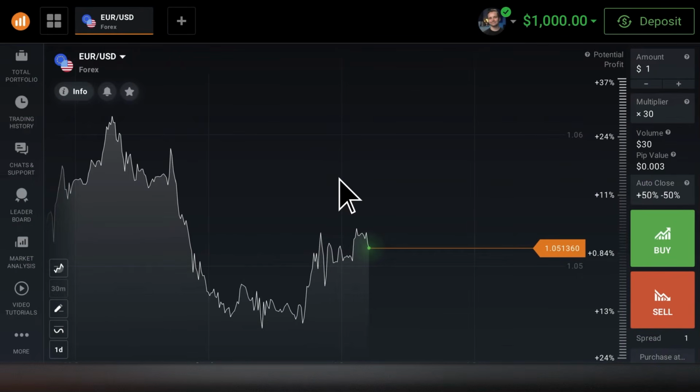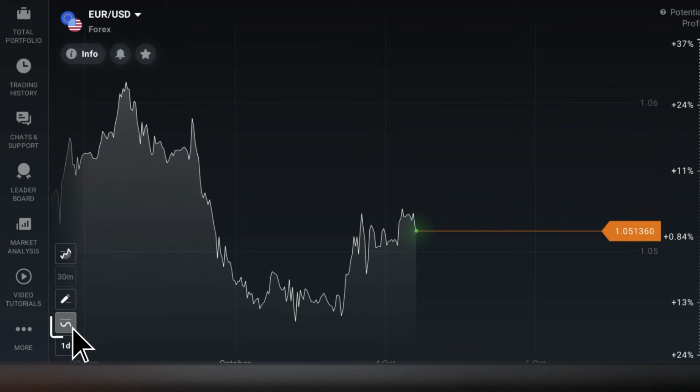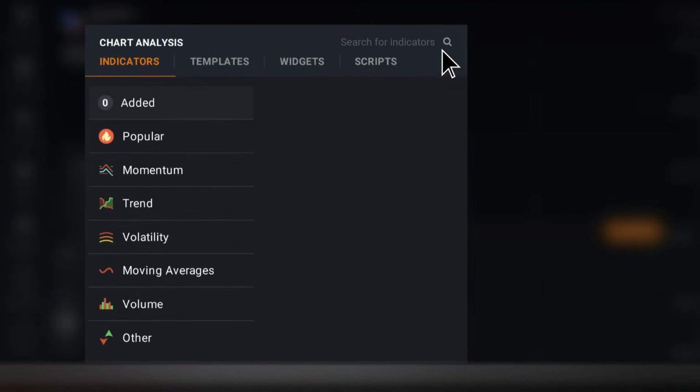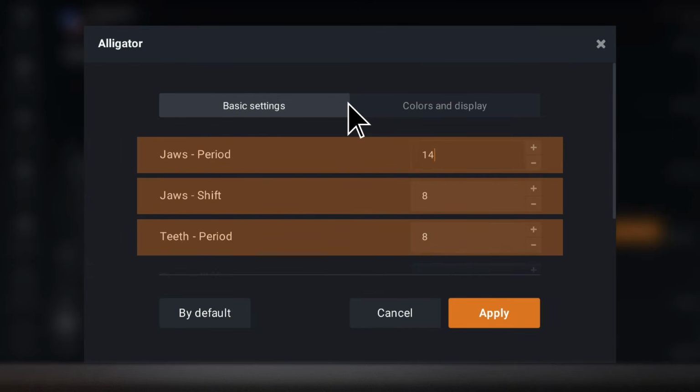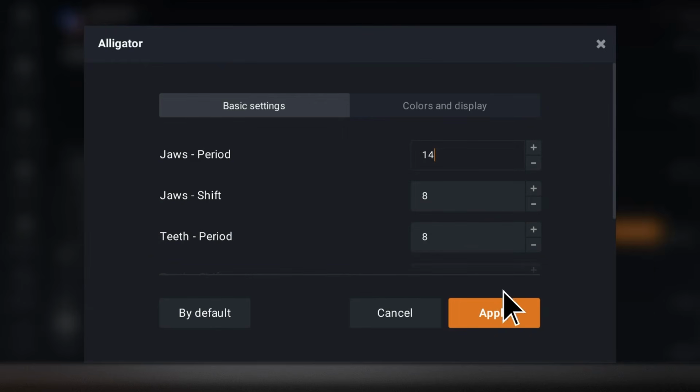To activate the Alligator indicator on the iqoption platform, click on the indicator's icon in the left lower corner of the chart and find Alligator. Check the indicator parameters in the Basic Settings tab. If you prefer using default settings, click Apply. The indicator will be immediately activated and added to the chart.